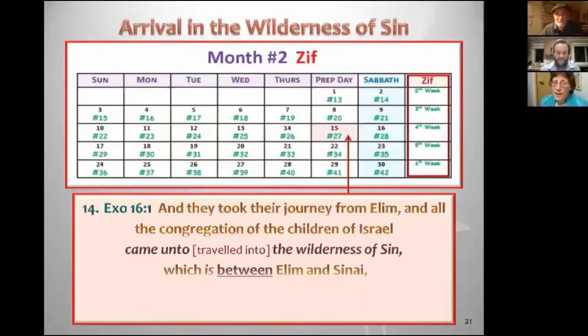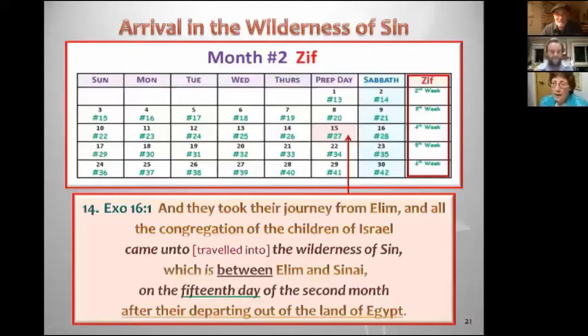In Exodus 16:1, we have calendar clues. They took their journey from Elim, and all the congregation of the children of Israel came into the wilderness of Sin, which is between Elim and Sinai, on the 15th day of the second month, after their departing out of the land of Egypt. So they came in on this day. They were traveling all that day.